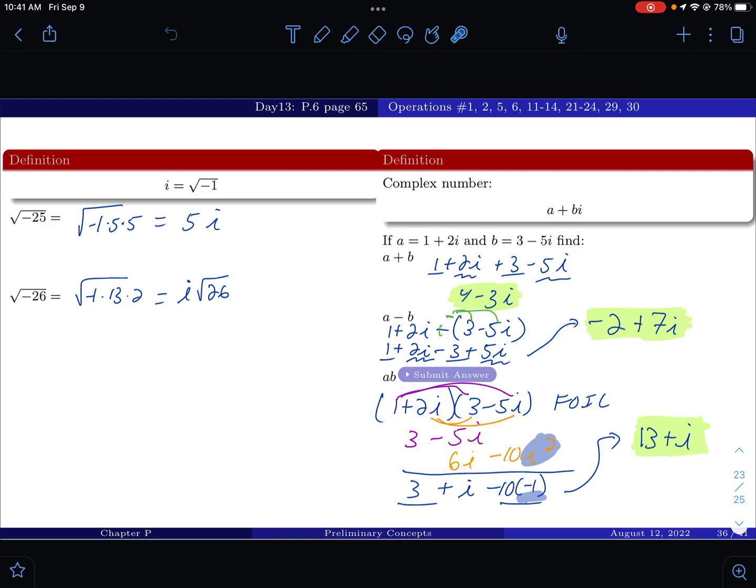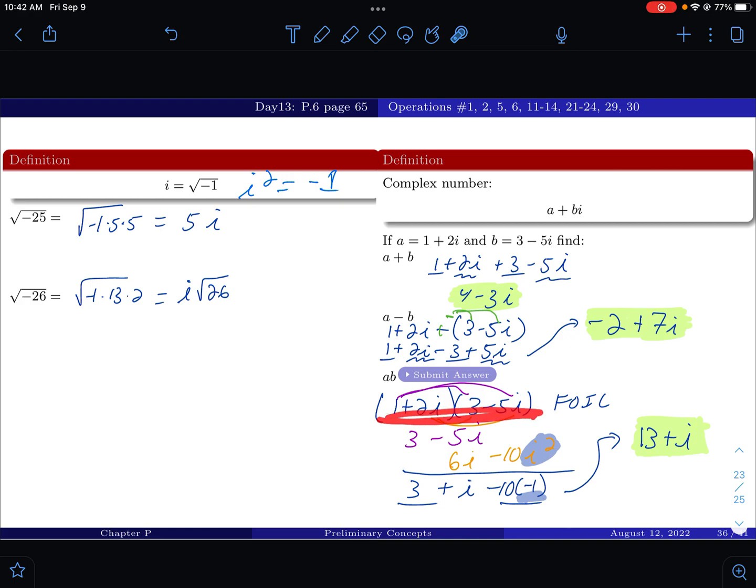Now what changes is 3 gets brought down. Combine your like terms into a +i, but i squared really represents -1. If i equals the square root of -1, then i squared equals -1. So now i squared, which is -1 times -10, becomes a +10, which is a like term with 3. So 10 plus 3 is 13, and my final simplified answer is 13 plus i.